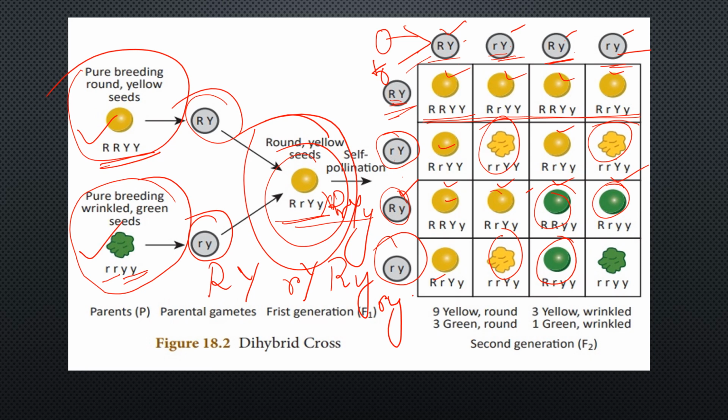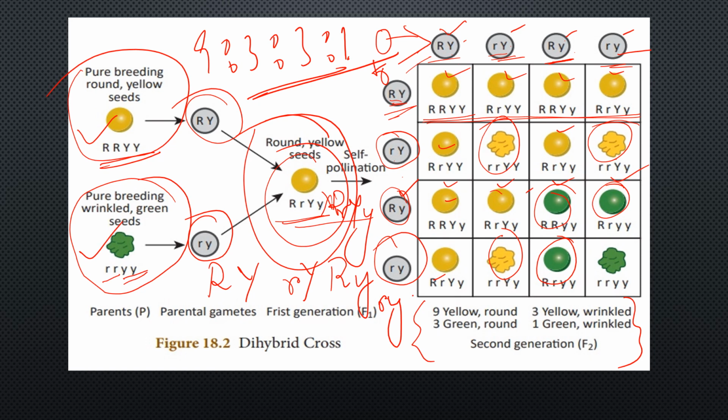So the phenotypic ratio in the F2 generation is 9:3:3:1. So the phenotype is this, and the genotype is much more complex, so that is not included in your 10th standard curriculum. In 12th standard, you will be studying this genetics in detail. I have already taught this in a video in detail, so if you want to learn more, you can refer to that video as well.